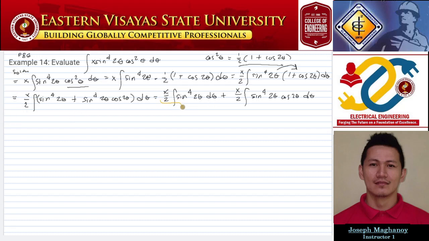We have our first term here, 1, and second term here, 2. So we need to solve them separately. So it would be easy and convenient, and to avoid also error. Okay, start with your 1. What is your 1? That is x over 2 integral of sine raised to 4 of 2 theta d theta.